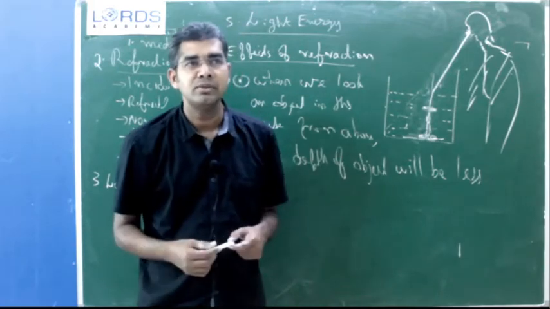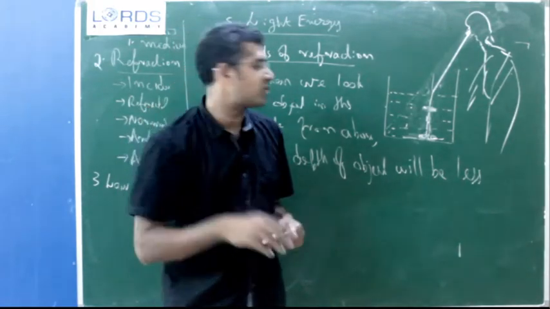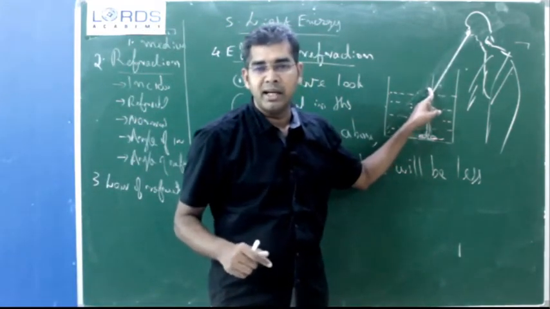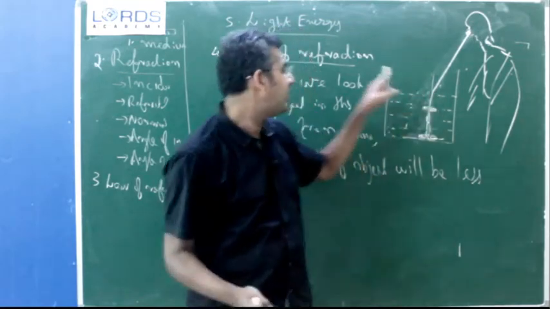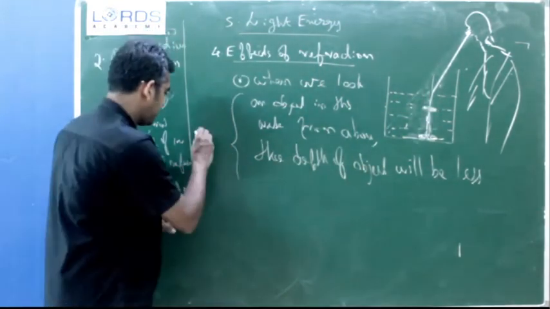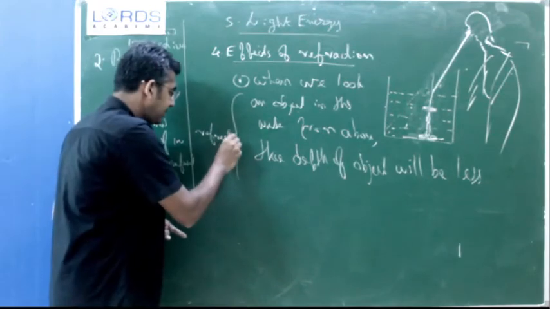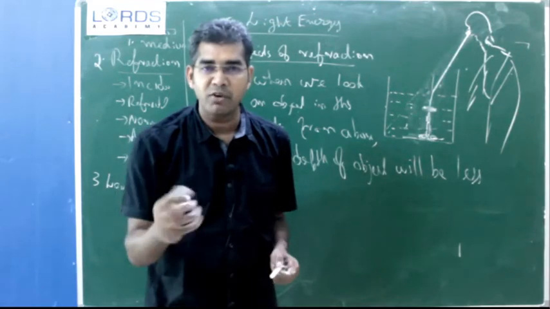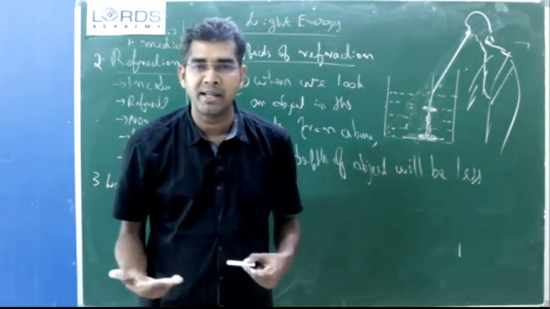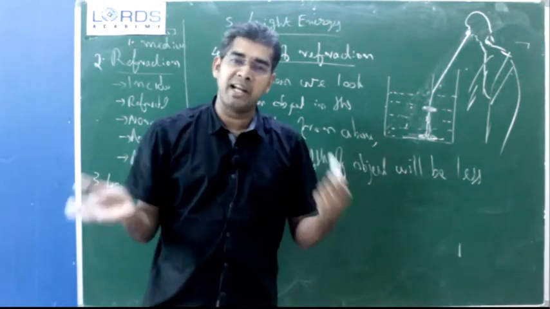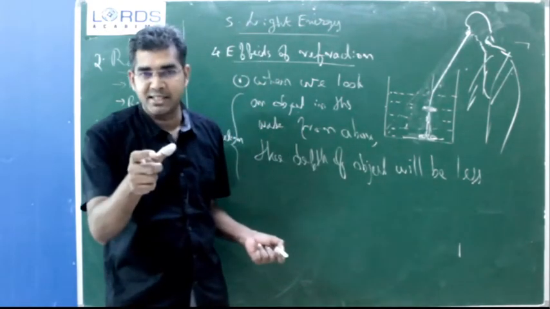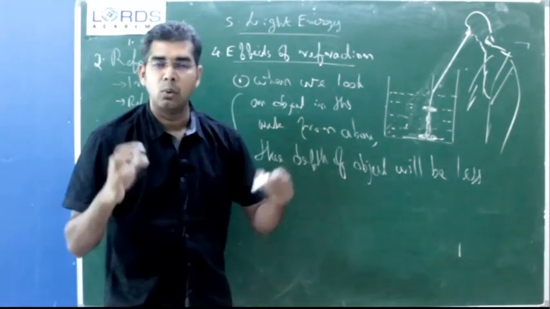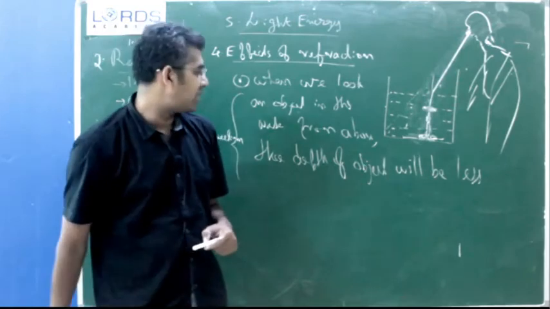Because of refraction. That's all you have to learn. You need not learn about this theory and all. How it happens, you need not worry. You have to worry about only these two answers. The phenomenon behind the observation of an object in less depth: what is the phenomenon? Refraction. Or the question may be asked another way: when we observe an object in water from above, the depth will be less. Why? Because of refraction.